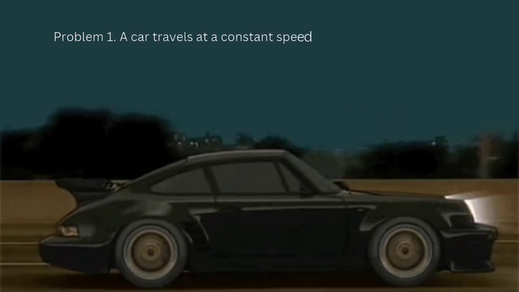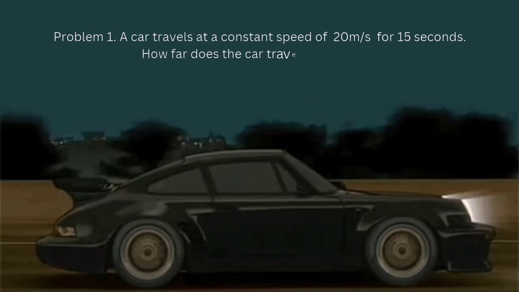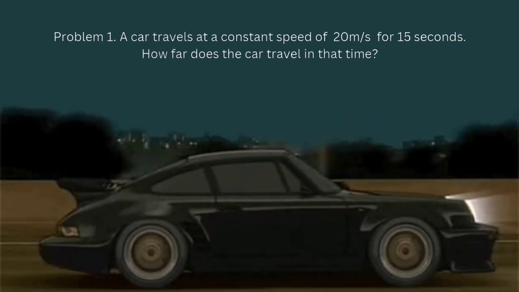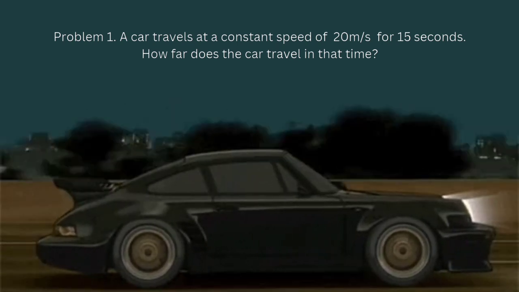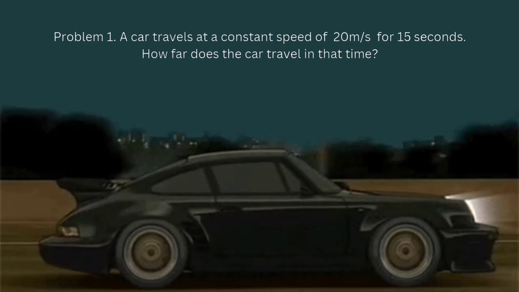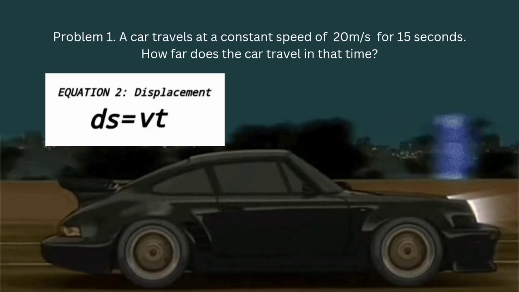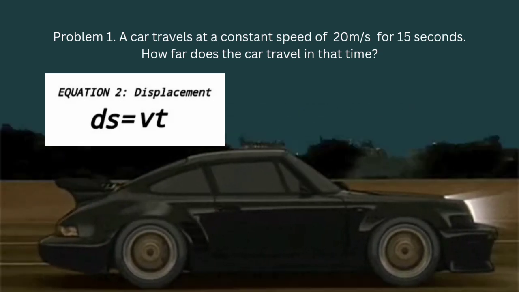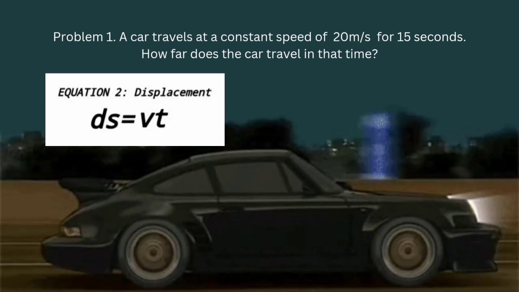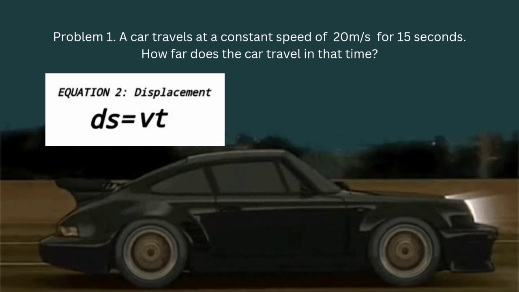Problem number 1, uniform motion. The problem is: a car travels at a constant speed of 20 meters per second for 15 seconds. How far does the car travel in that time? Since this is uniform motion, we use the formula displacement, or distance, equals velocity times time. So the given values are the velocity and time.